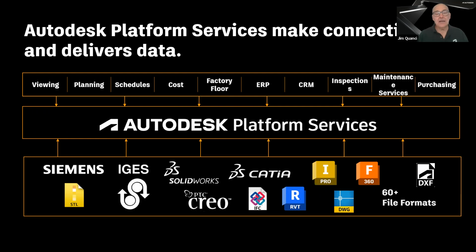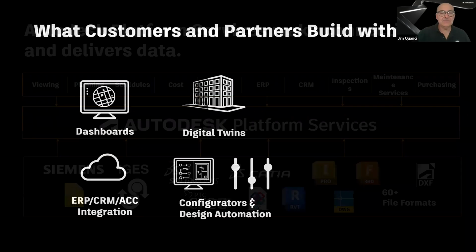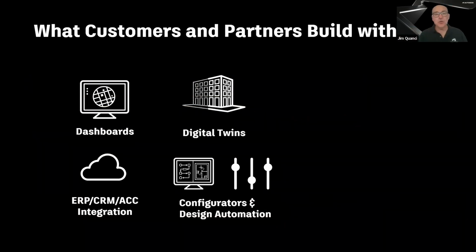Okay, again, APS works with lots of different data. Here's some of the formats on the mechanical design manufacturing side. Whether it's Creo, SolidWorks, Siemens NX, Dassault's CATIA, whatever. Of course, Inventor, Revit, Fusion 360, DWGs. We say 60 plus file formats. We're actually up over 70 right now. So, yeah. What customers do.